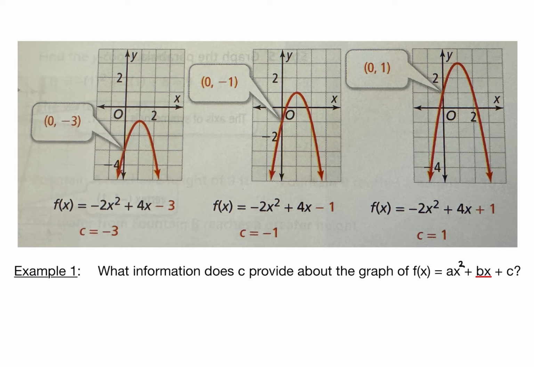Okay, so here's the question. What information does c provide about the graph of f(x) = ax² + bx + c? Basically, the answer is the c value tells us where the y-intercept is.